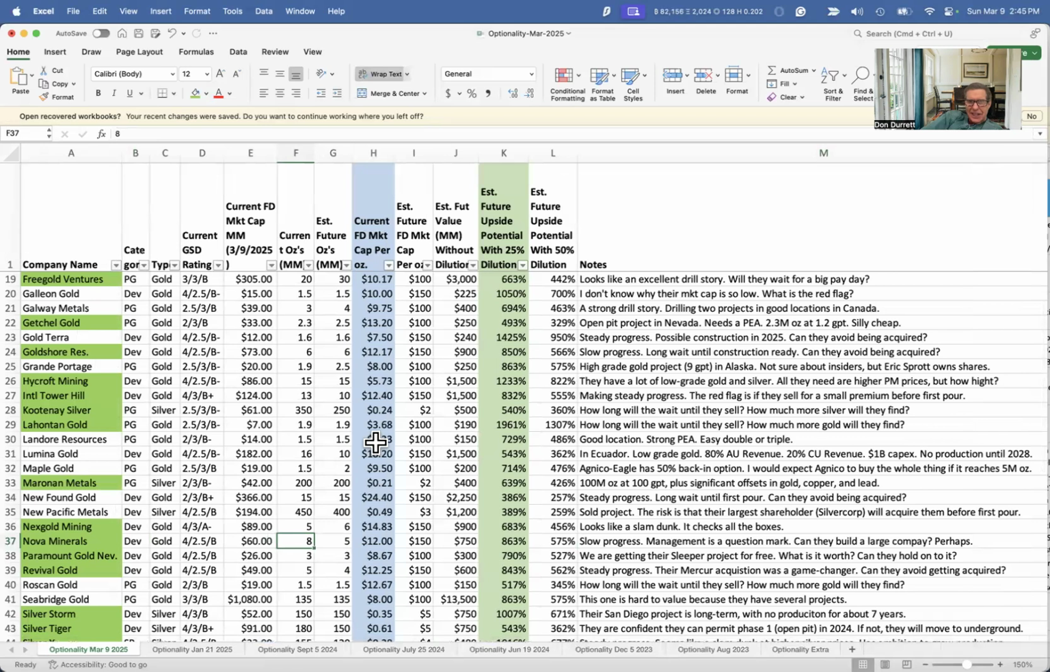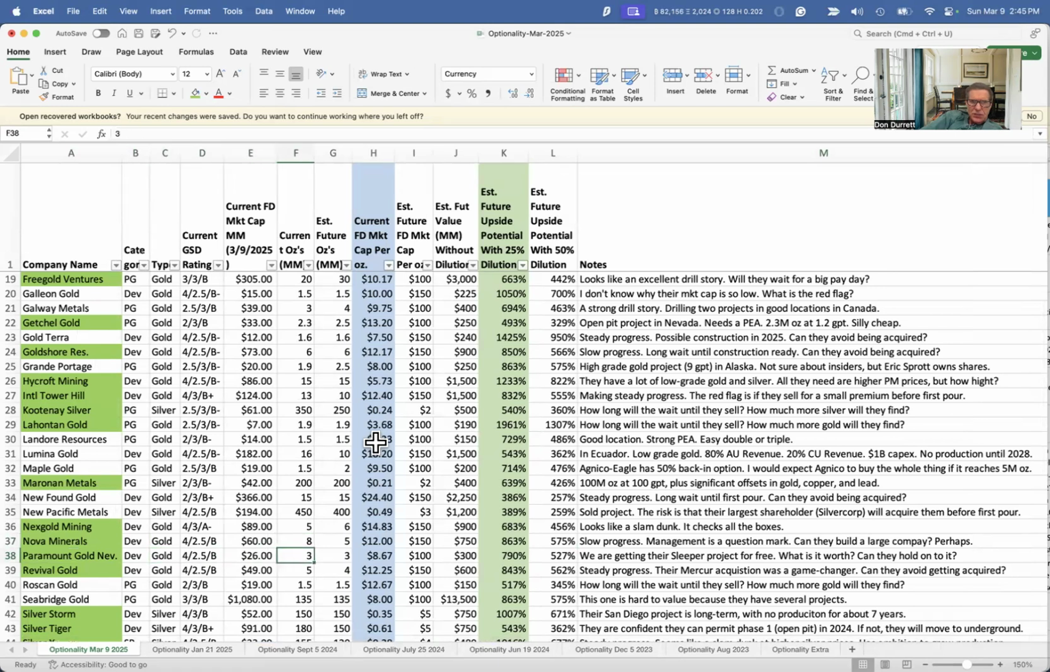They just had a lot of slow progress. But when you're paying $60 million for 8 million ounces of gold in Alaska in a good location, it's tough to turn that one down. So that's one I'm going to bet on management.